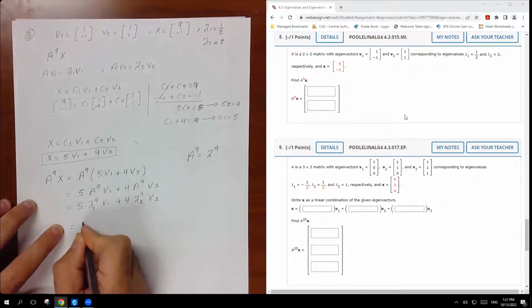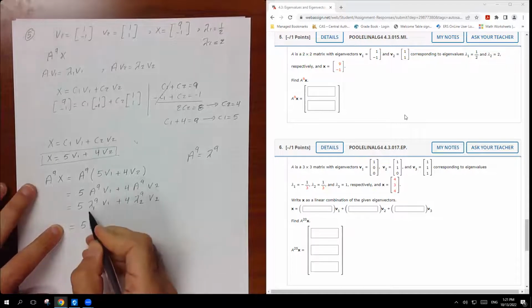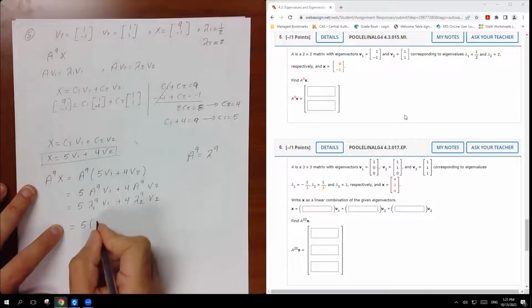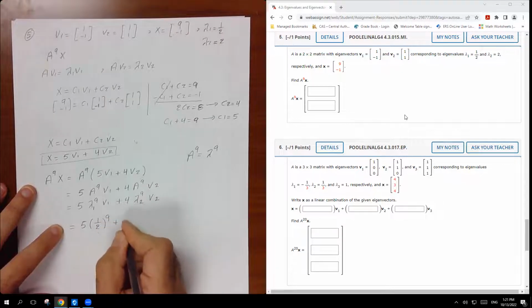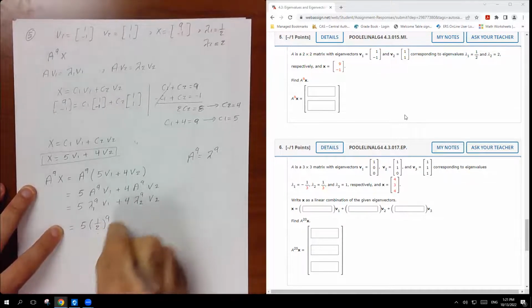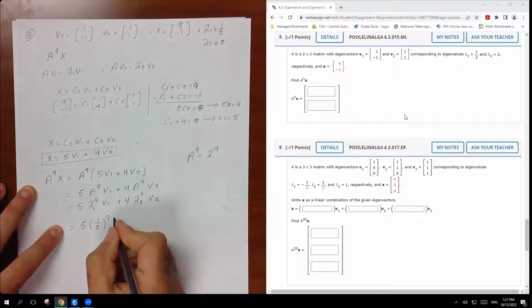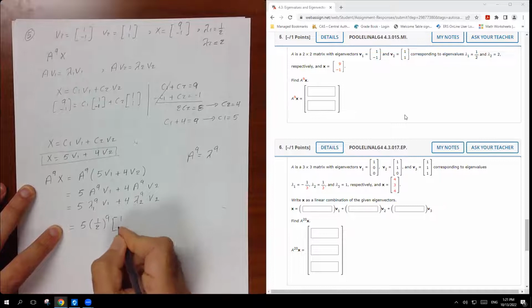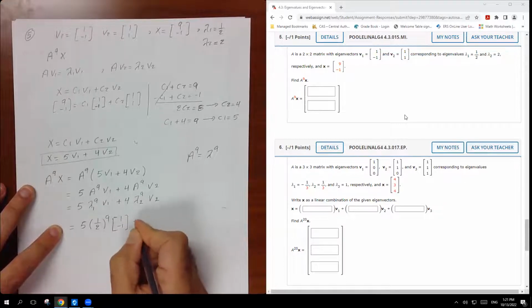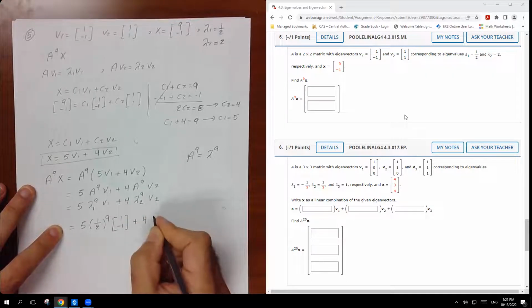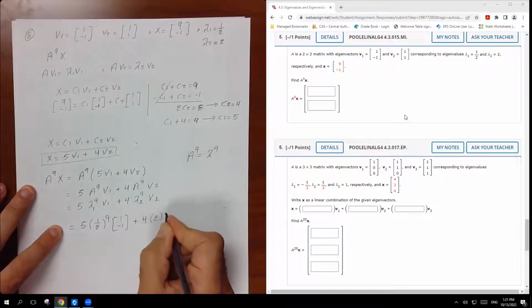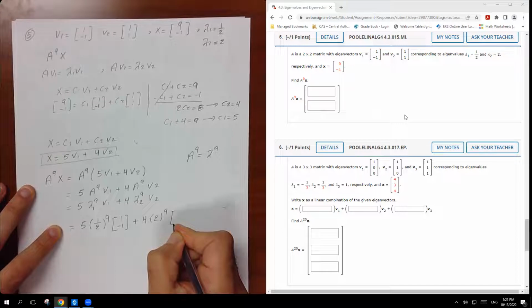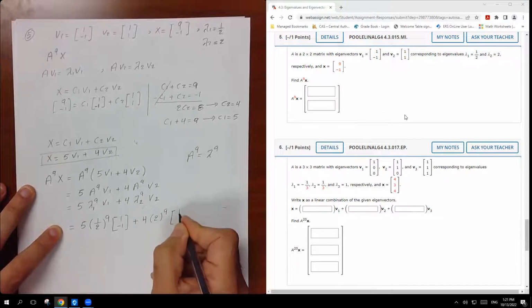So it's going to be 5 lambda 1 to the power 9, which is half to the power 9, times V1. Don't forget V1, which is the vector 1, -1. Plus 4 lambda 2, which is 2 to the power 9, times V2, which is 1, 1.